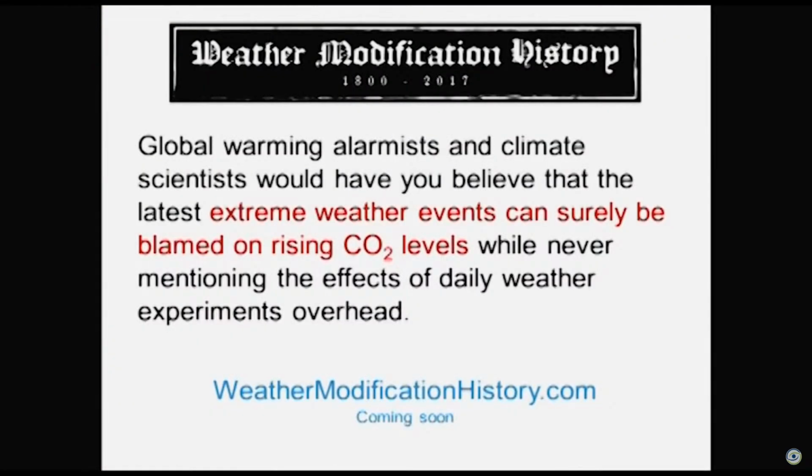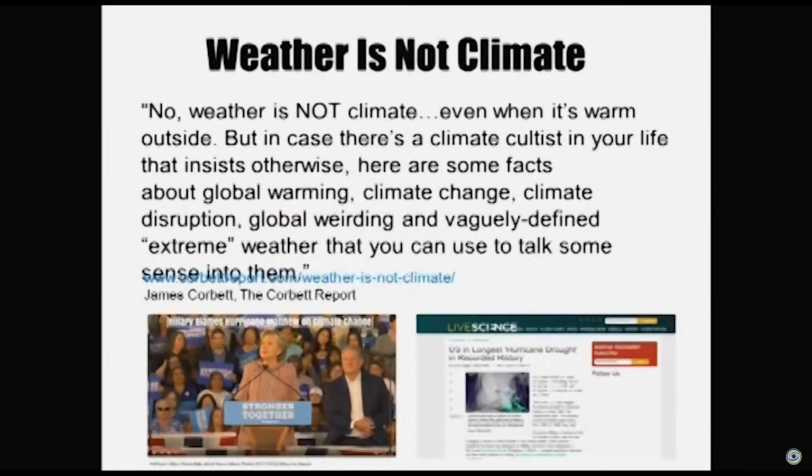So a global warming alarmist will tell you that all the extreme weather events that we're seeing today have something to do with the CO2, and we all know that that couldn't be further from the truth. In fact, I'm going to be putting up a website pretty soon, weathermodificationhistory.com. I suggest you all check it out. But James Corbett put out a great video the other day on this topic, and I hope that you all check it out. I don't want to get too deep into that.